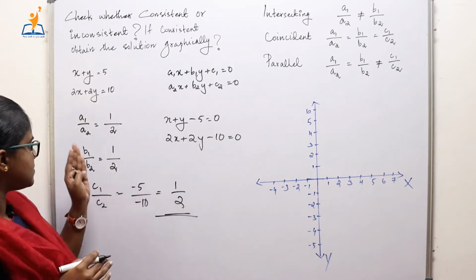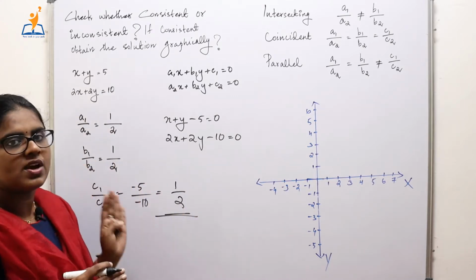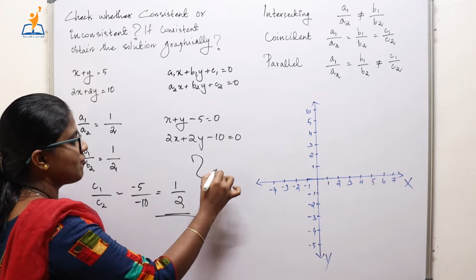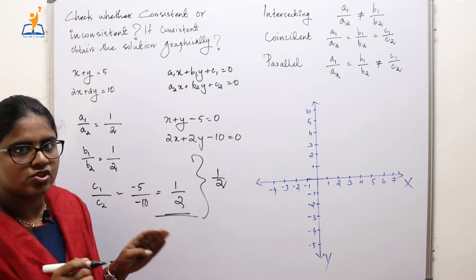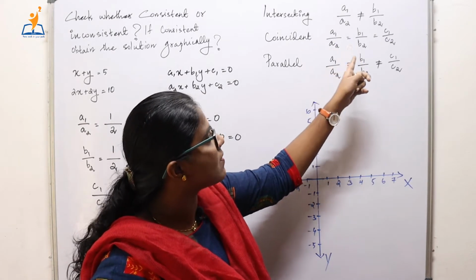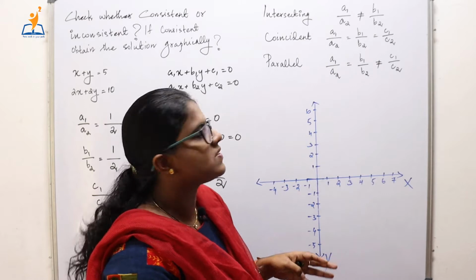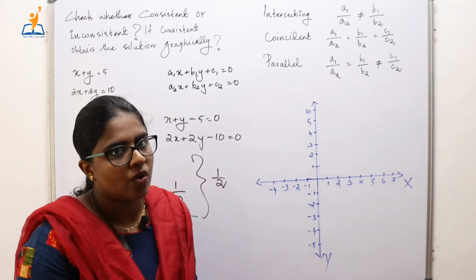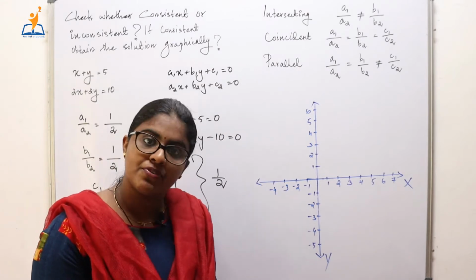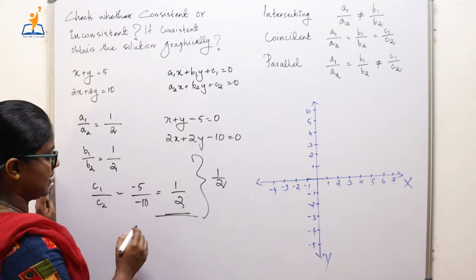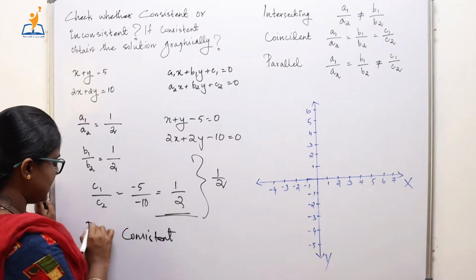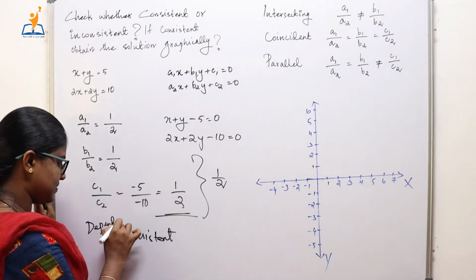From all these ratios, that is a1 by a2, b1 by b2 and c1 by c2, it is clear that all of them are equal to a fixed number, 1 by 2. This satisfies the condition a1 by a2 equals b1 by b2 equals c1 by c2, which means the lines are coincident. Therefore, it has infinitely many solutions. So the solution is consistent. More specifically, it is dependently consistent.